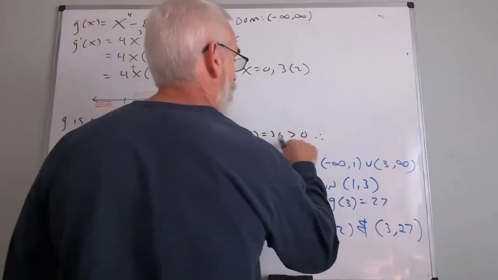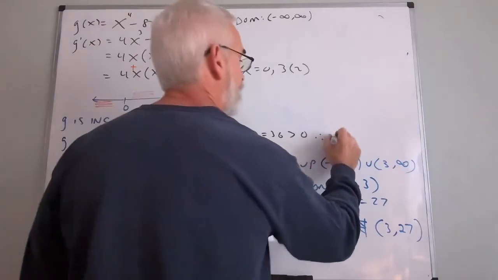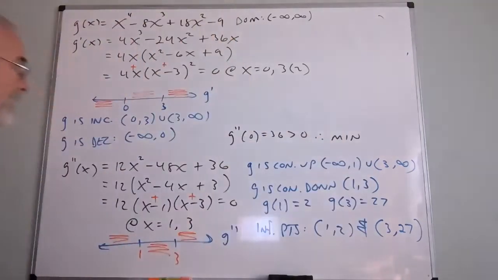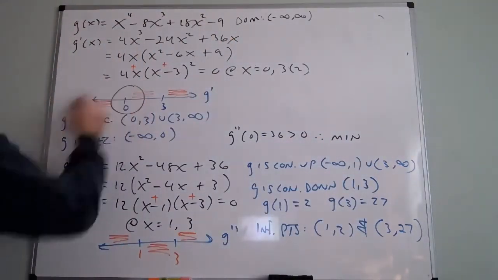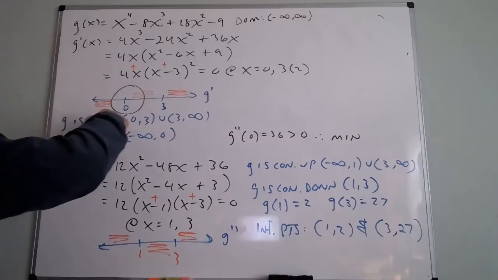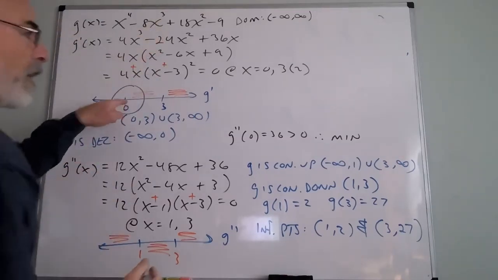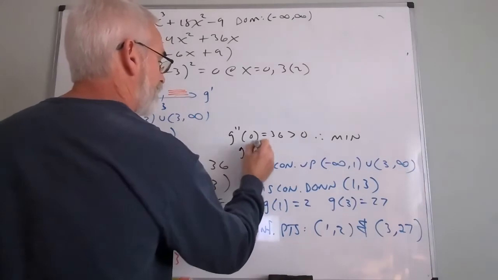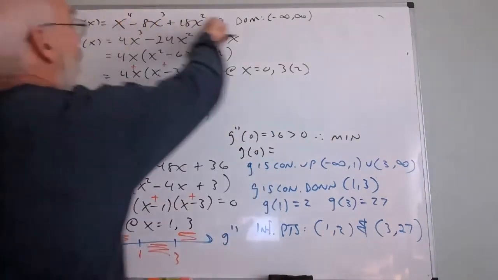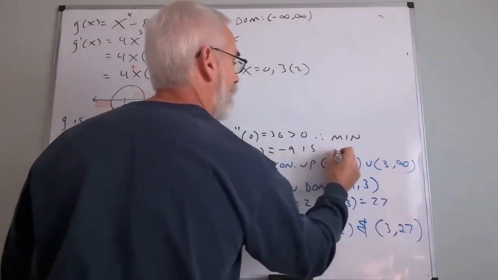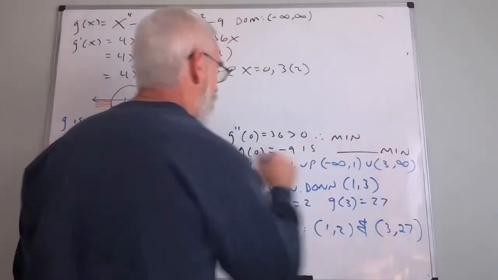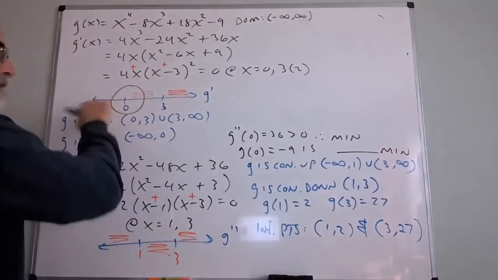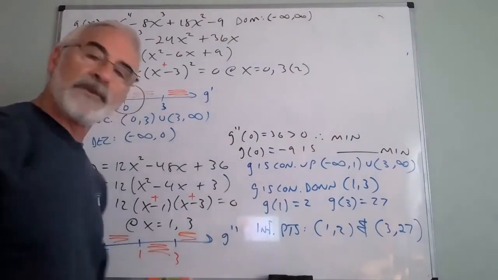That means I'm concave up. That means I have a minimum wherever that is. But over here, I went from decreasing to flat to increasing. So I also know that g of 0, which is -9, is the minimum. First derivative test tells me it's a minimum. Second derivative test tells me it's a minimum.